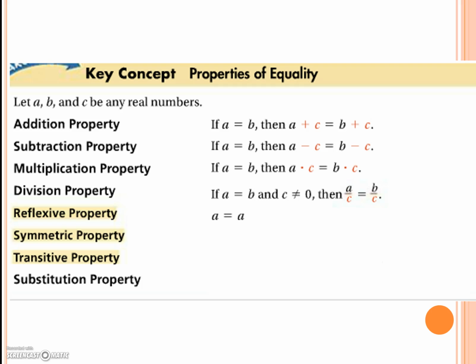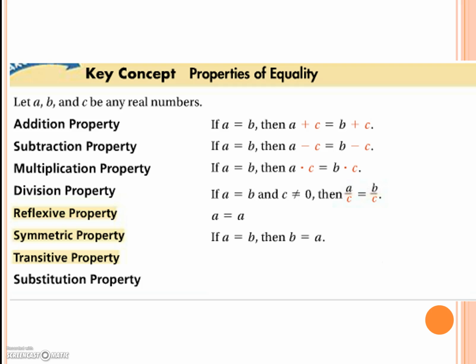The reflexive property, think of it like a mirror. It's the exact same thing on both sides. This is stating that A is equal to A. It might seem redundant and obvious, but you'll see how it's used in the future. The symmetric property allows us to move things to the left and right hand side of the equal sign. So if A equals B, then B equals A.